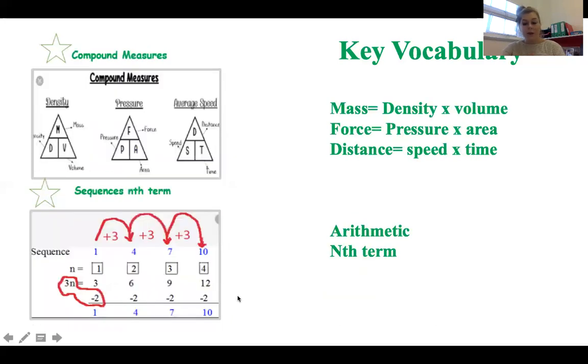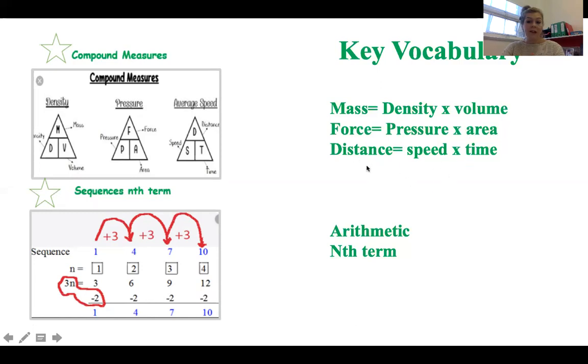The next 2 topics on this final knowledge organiser for LP2: compound measure and sequences, finding the nth term. So for the key vocabulary here, I've just included the 3 formulae that you need to be aware of. So finding mass, density, volume, force, pressure, area, and distance, speed, and time. So you need to be able to work between these 3 different compound measures confidently. If you are given the density and the volume, are you able to find the mass? If you're given the force and the pressure, are you able to rearrange this formula to find the area?